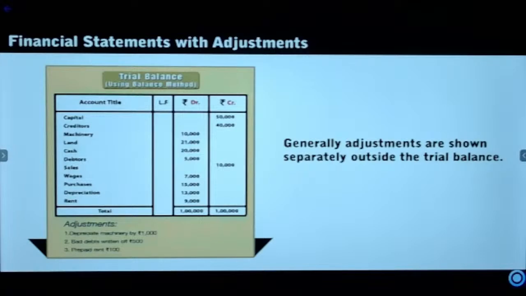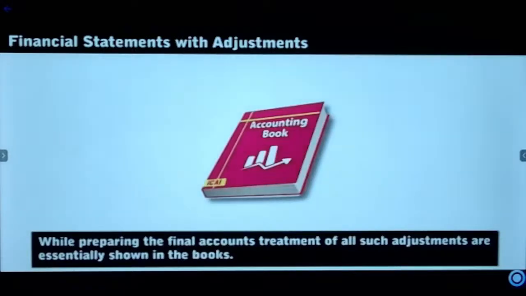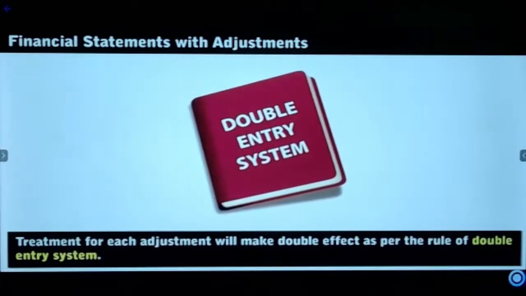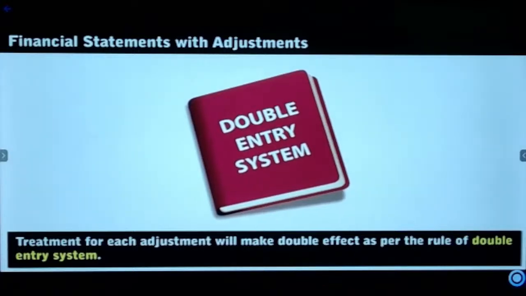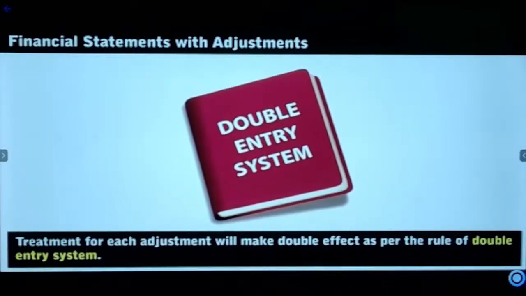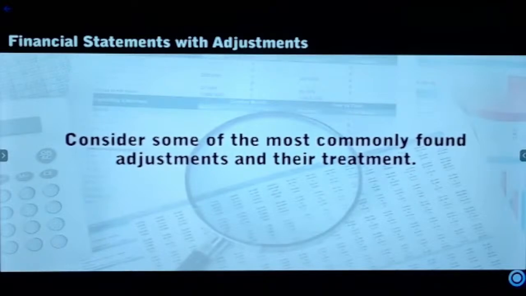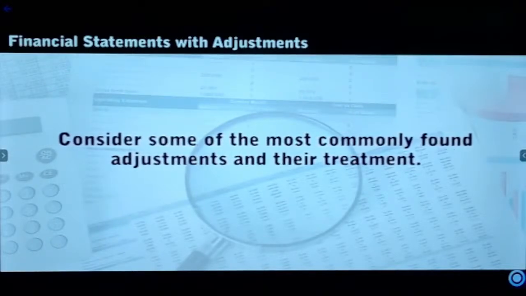Generally, adjustments are shown separately outside the trial balance. While preparing the final accounts, treatment of all such adjustments is essentially shown in the books. Treatment for each adjustment will make a double effect as per the rule of the double entry system. Now let us consider some of the most commonly found adjustments and their treatment.